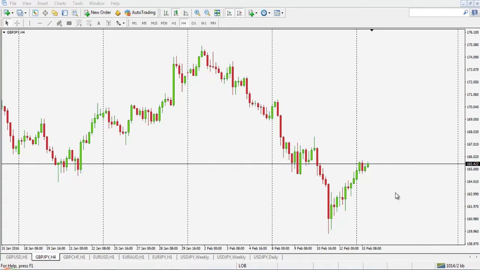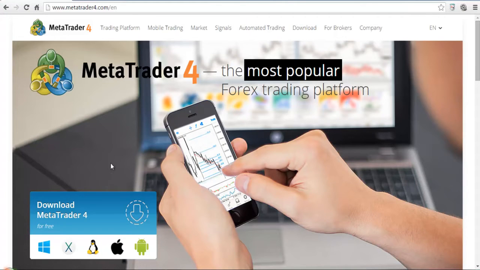By the way, if you haven't already started to demo trade or trade live, I don't know why you have not. Grab your browser and get on the MetaTrader 4 website. It's absolutely free to download for any software or any platform. So get on that, alright?